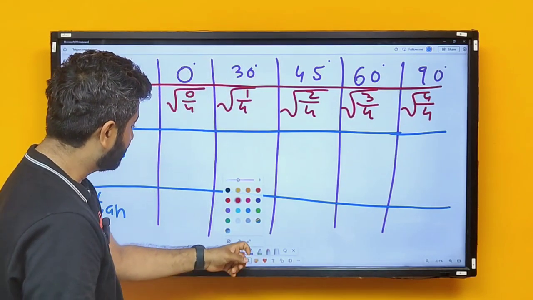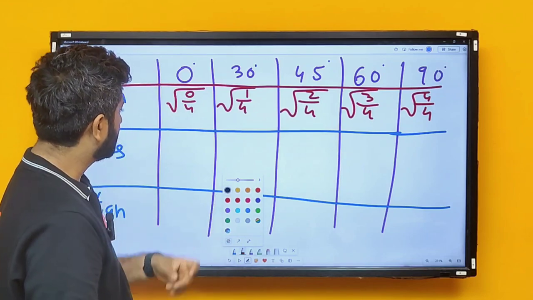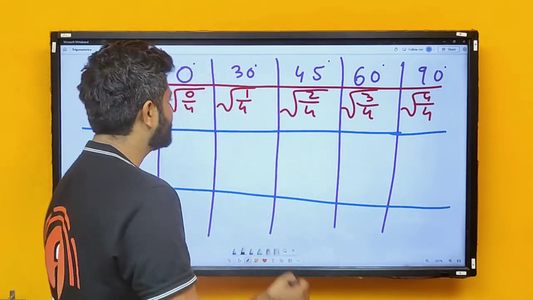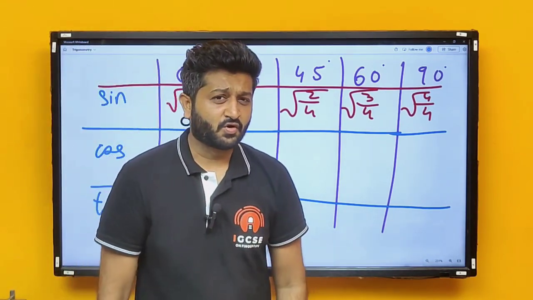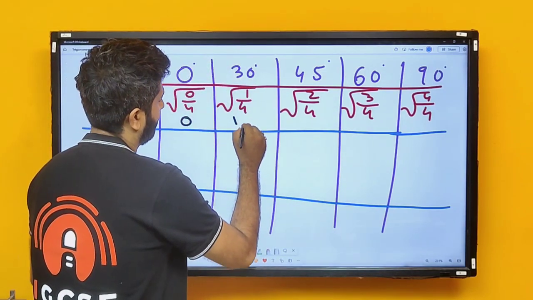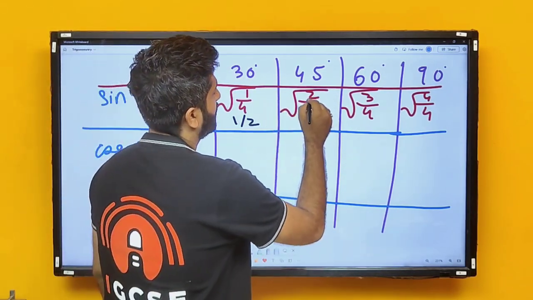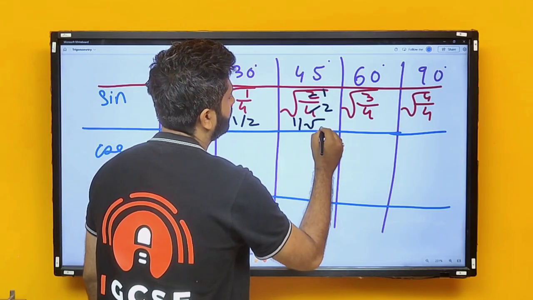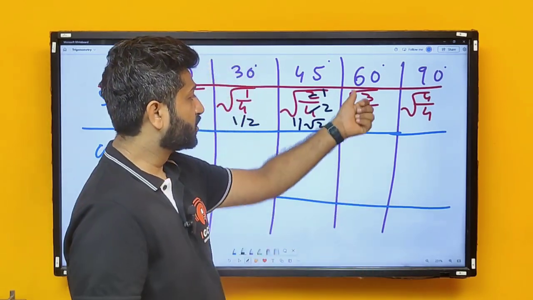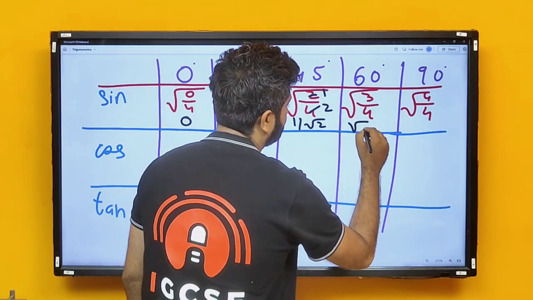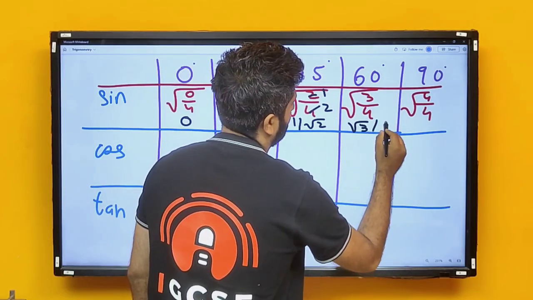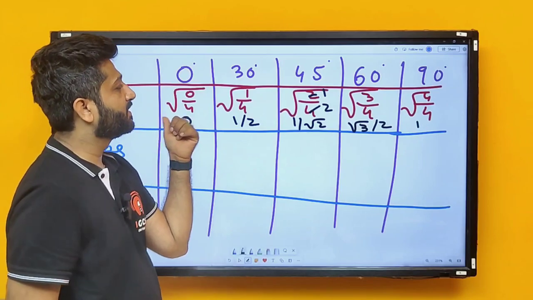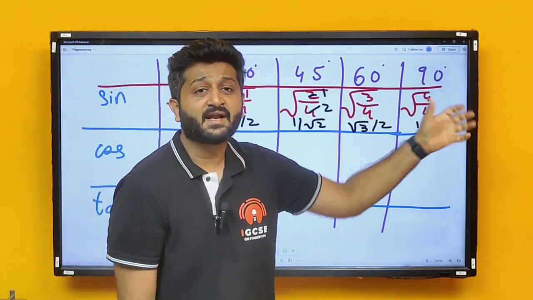Let me change the color of the marker. Okay, so now what you have is 0 by 4, which is 0. Root 0 is 0. 1 by 4, root of 1 by 4 is 1 by 2. 2 by 4 is 1 by 2, and the root of 1 by 2 is nothing but 1 by root 2, because root 1 is 1. Root 3 by 4 is going to be root 3 by 2. 4 by 4 is 1, root 1 is 1, right? So this is how I remember the values of sine for 0, 30, 45, 60 and 90.